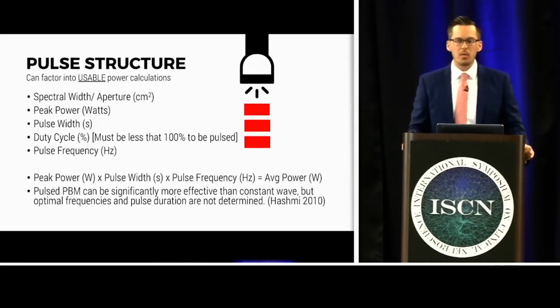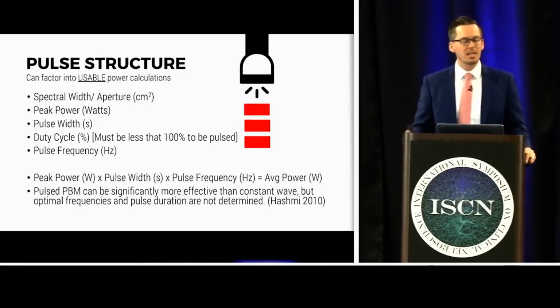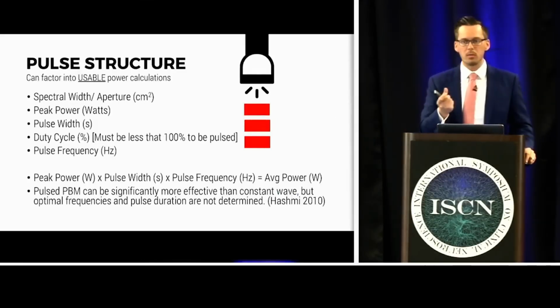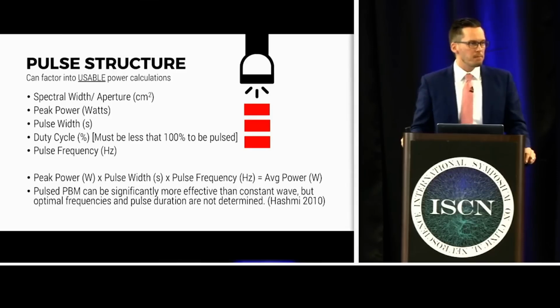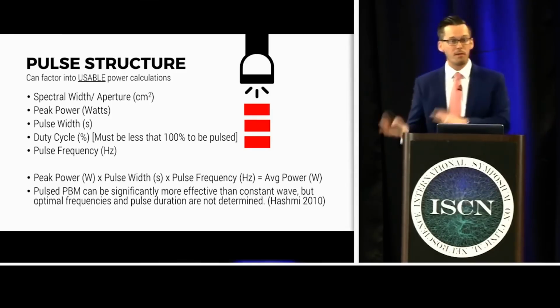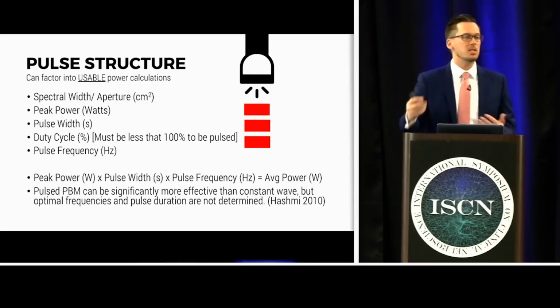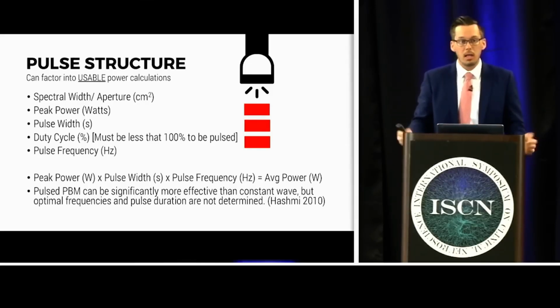Pulse structure is another thing we need to consider, because this can factor into your usable power calculations. One way to look at this is a duty cycle. If you have a pulse that's on 50% of the time and off 50% of the time, and they're advertising this as a 1,000 milliwatt light source, what's your usable power?